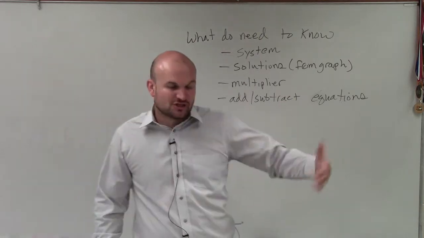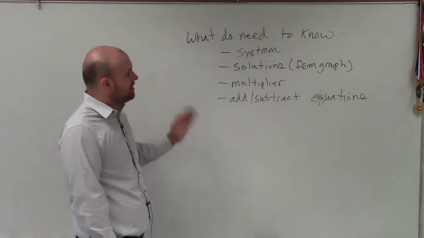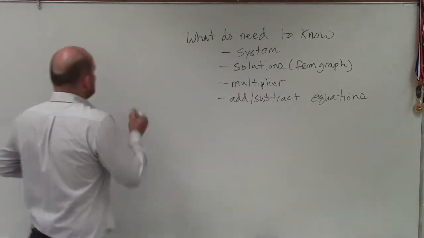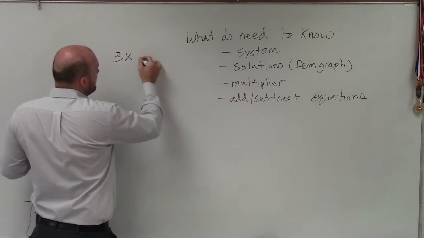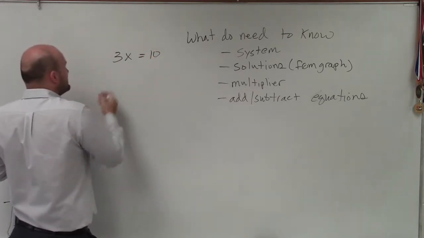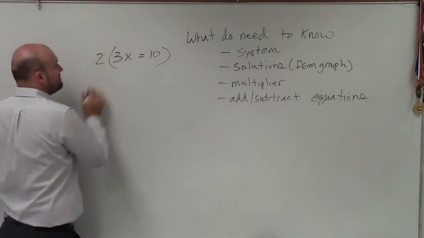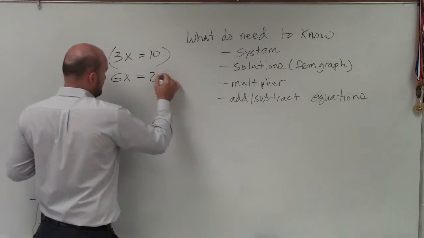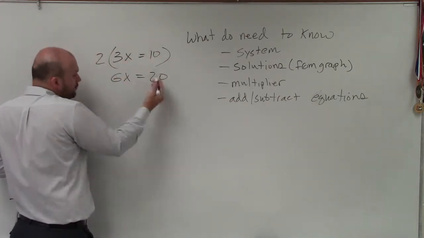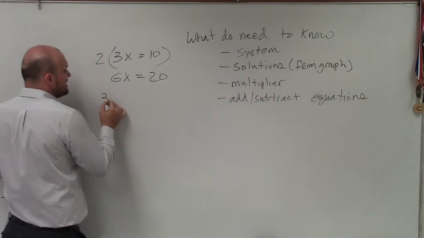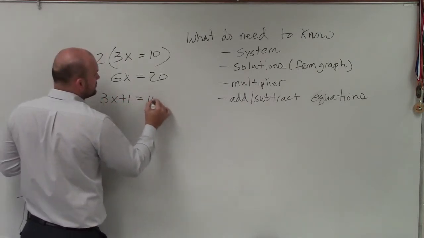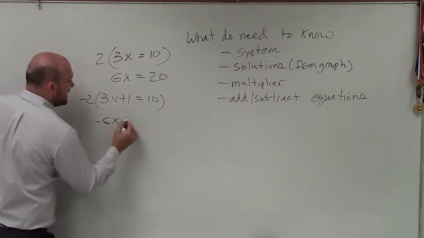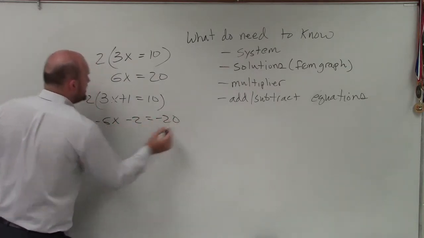The next thing, at least for the algebraic approach to elimination, is understanding the idea of a multiplier and equivalent equations. So for instance, if I gave you the equation 3x equals 10, and I wanted to produce an equivalent equation, if I multiply by a multiplier of 2, I get 6x equals 20. Well, 3x equals 10 is equivalent to 6x equals 20. And the same thing if I did 3x plus 1 equals 10, and again I multiplied by another multiplier, let's say negative 2, I'm producing equivalent equations.